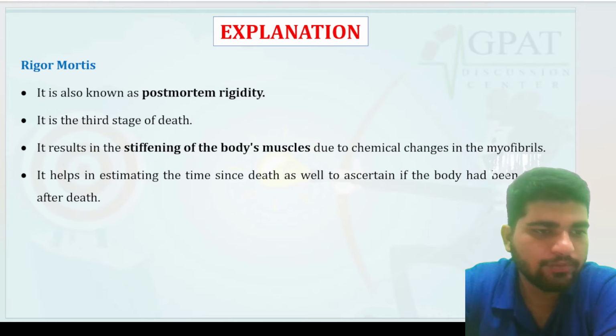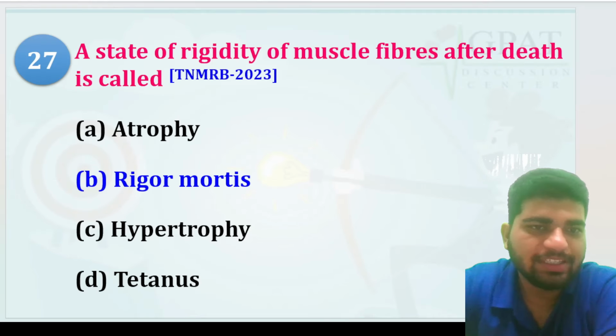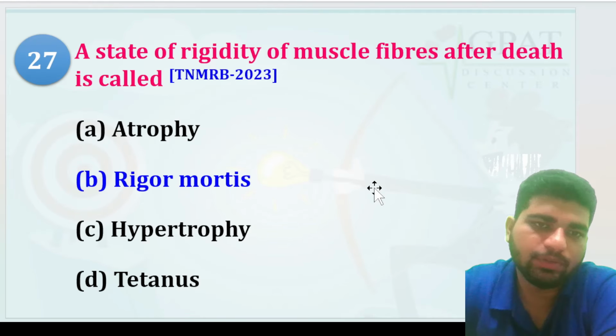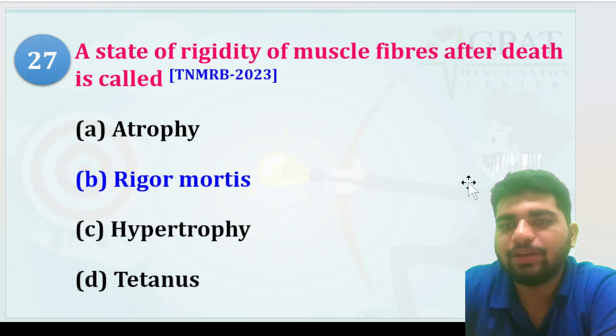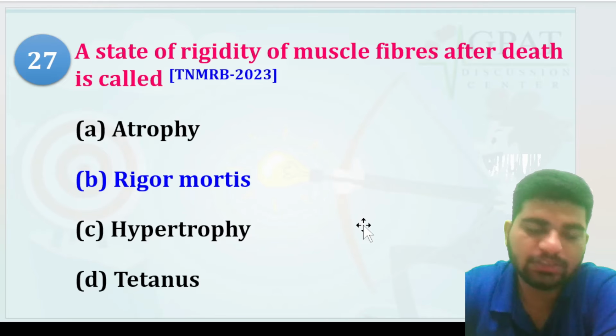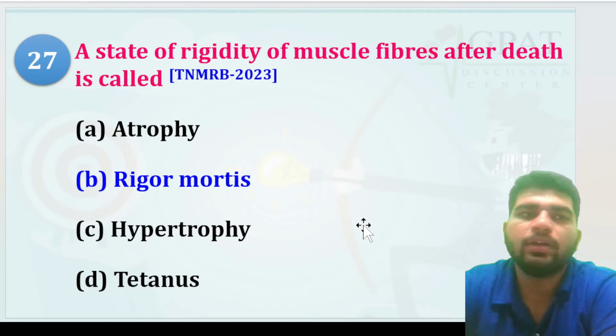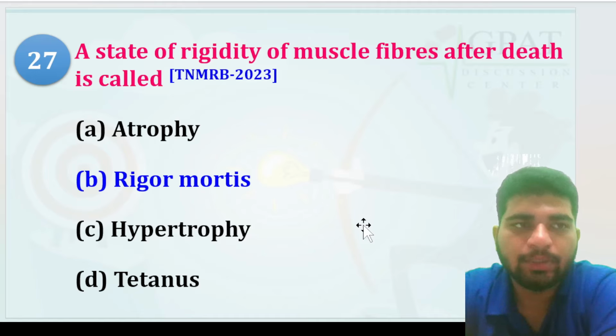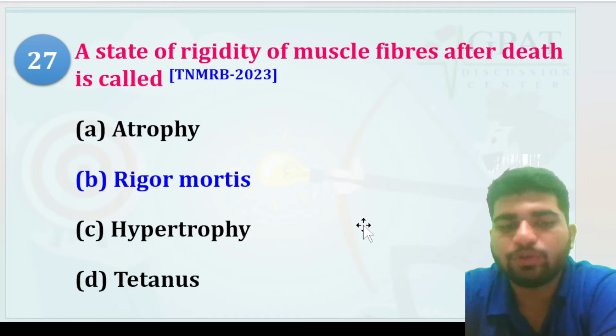So we have only this many questions, 27 questions. A state of rigidity of muscle fibers after death is called rigor mortis. This is all about the questions we have for the pharmacology of TNMRB 2023 shift 1.